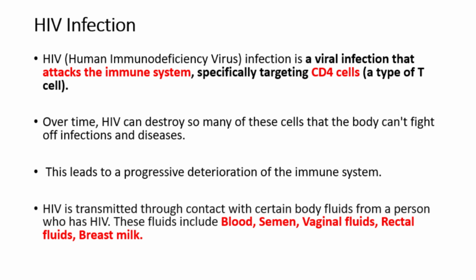HIV is transmitted through contact with certain body fluids from a person who has HIV. These fluids include blood, semen, vaginal fluids, rectal fluids, breast milk.